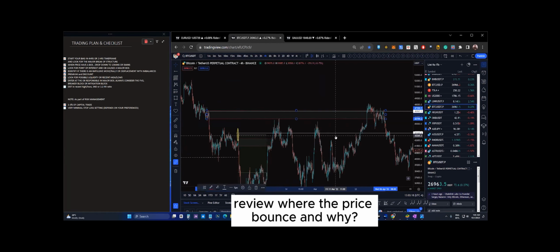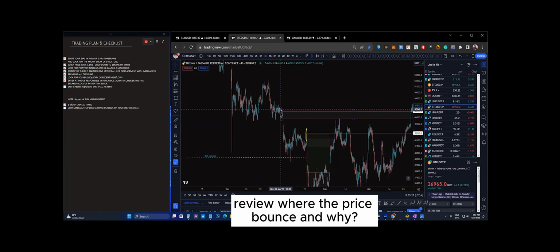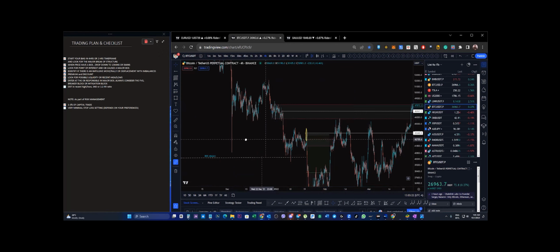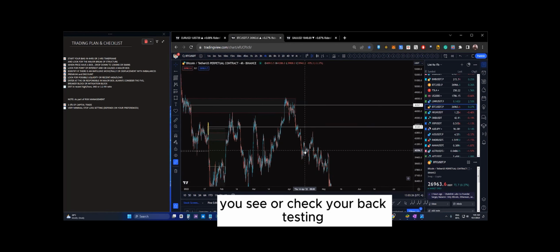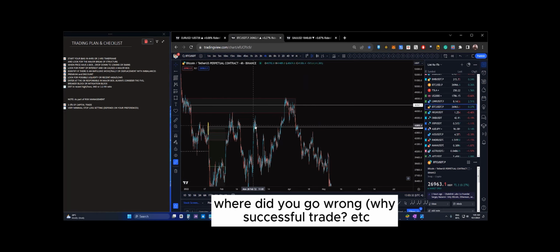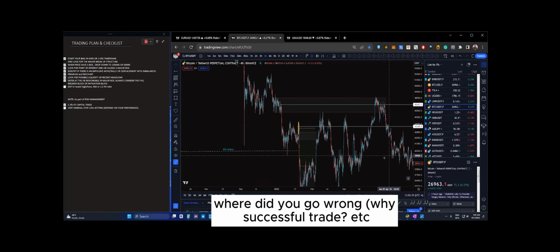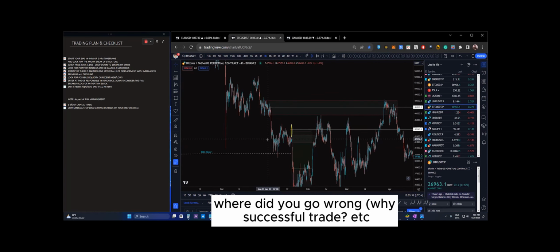Okay, itong OB na to, pinuntahan niya. Yung range na to, naging safe siya sa range na to. So, that's how you see or check your backtesting. Saan ka nagkamali? So, for the next trade, mas magiging tama ka.